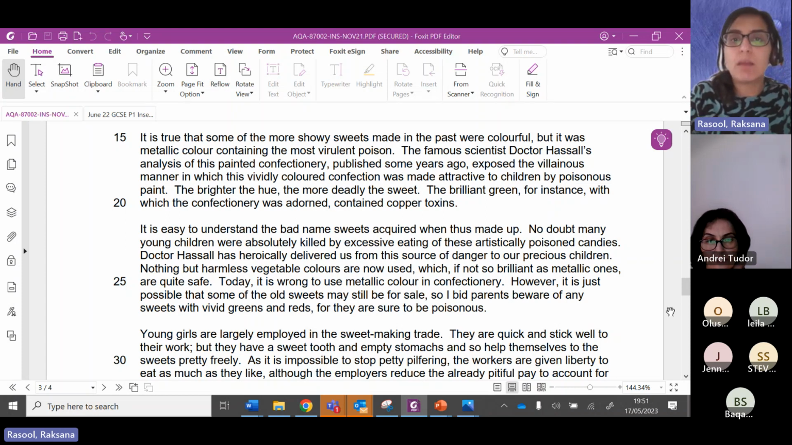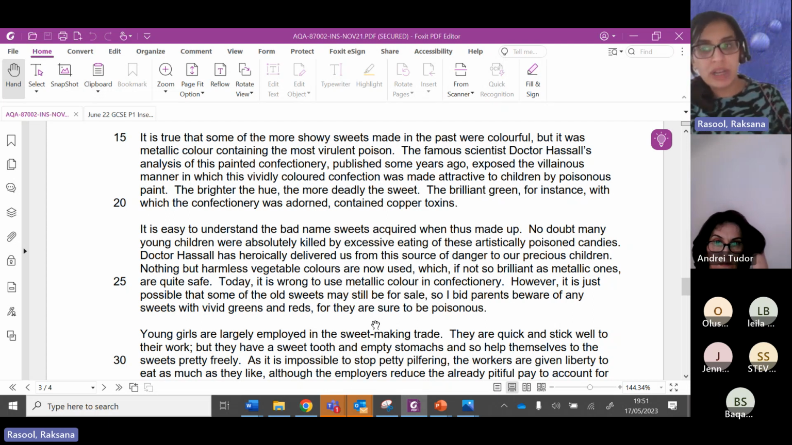It is easy to understand the bad name sweets acquired when thus made up. So when made up with bright colours of poisonous paint, it's easy to understand why sweets get a bad name. No doubt many young children were absolutely killed by excessive eating of those artistically poisoned candies. Dr. Hassel has heroically delivered us from this source of danger to our precious children. Nothing but harmless vegetable colours are now used, which, although not as brilliant as the metallic ones, are quite safe.